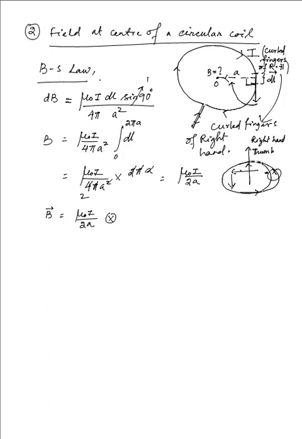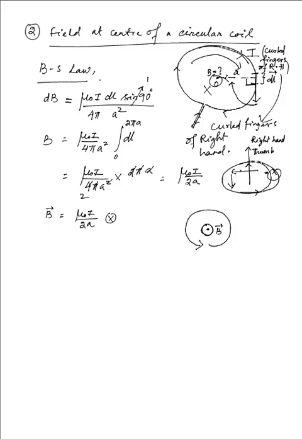Now if you curl your fingers of the right hand along this path, like that, if you are curling 4 fingers along that path, then the extension of the thumb is going to be into the plane over here. Now had the current been in the opposite sense, that is in the counterclockwise sense, curling your fingers in that sense would have given you the magnetic field out of the plane, which is denoted by the dot encircled instead of the cross encircled.